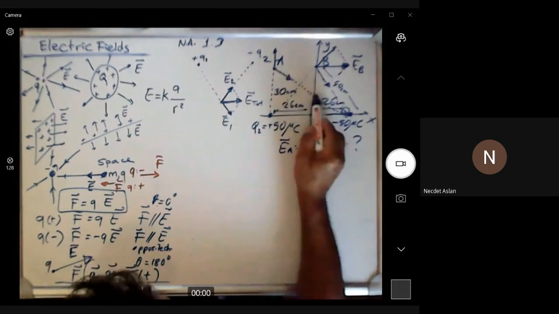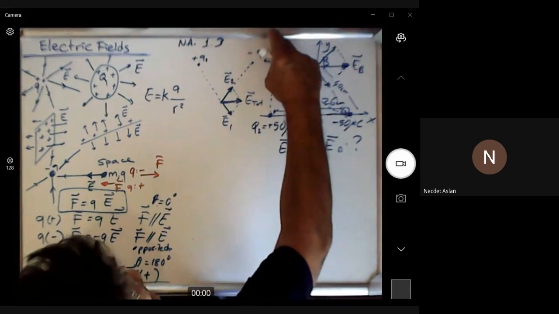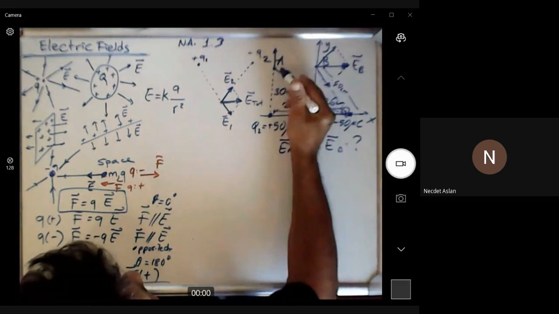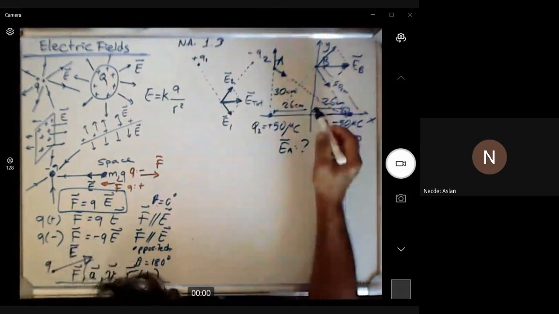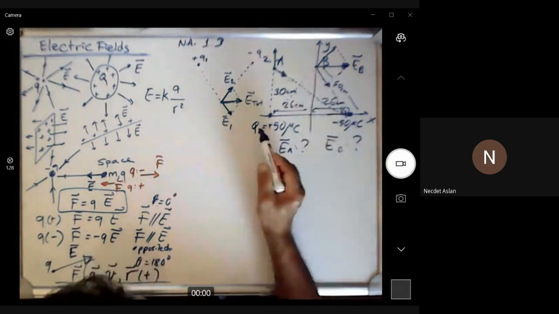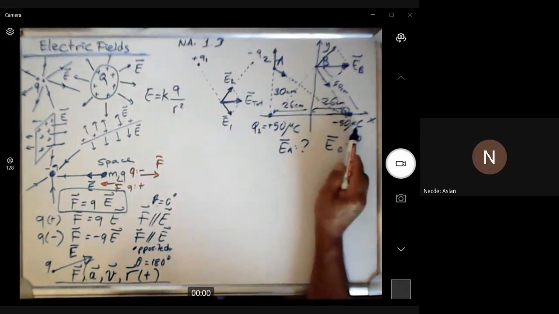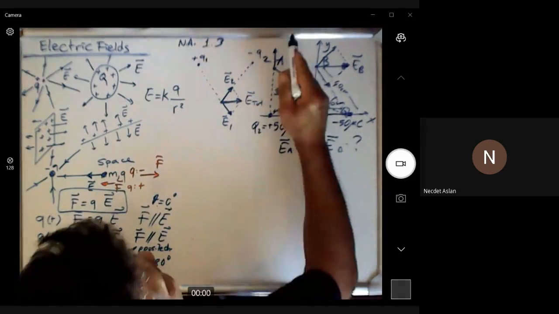But because now this is longer than that one, this electric field should be greater than this one. So we have to draw this as a smaller vector because the charges are the same. Because the electric field is affected not only by the distance, but also the charges. Since charges are the same, the smaller distance creates a greater electric field.